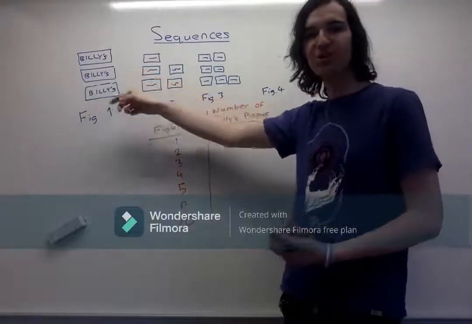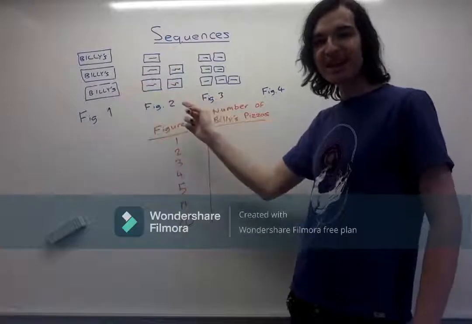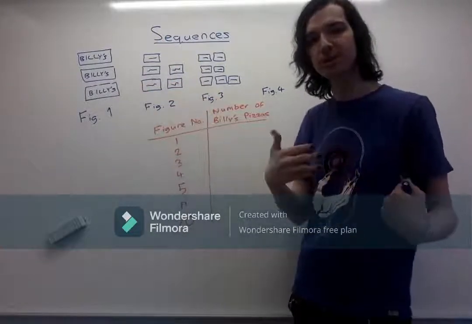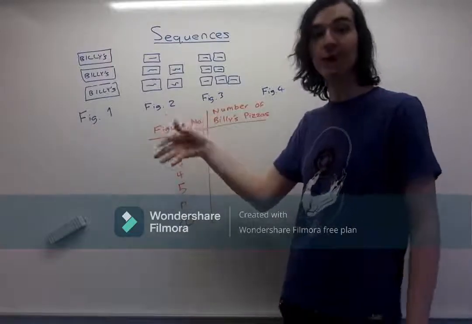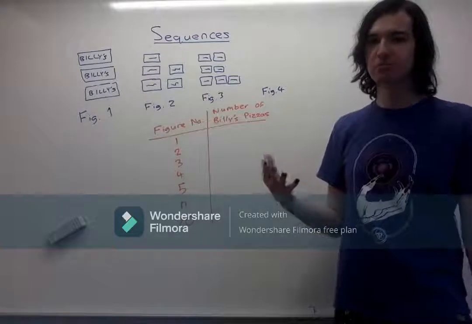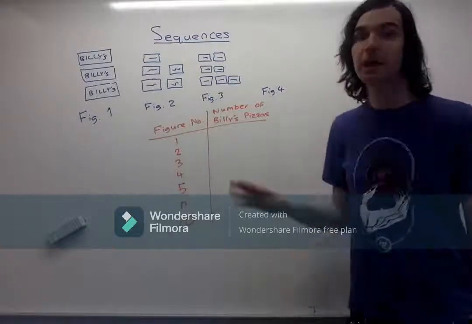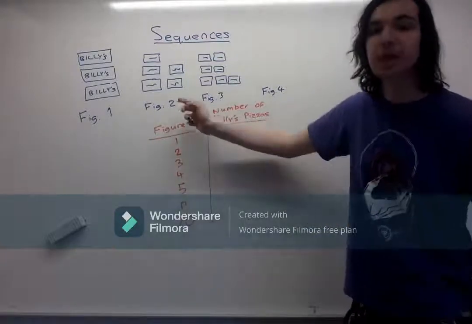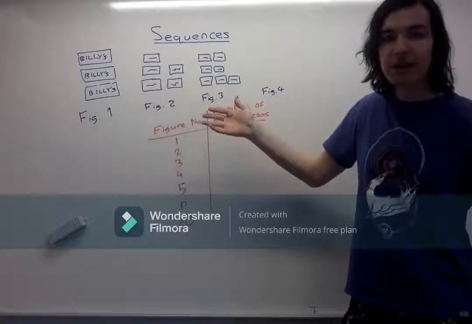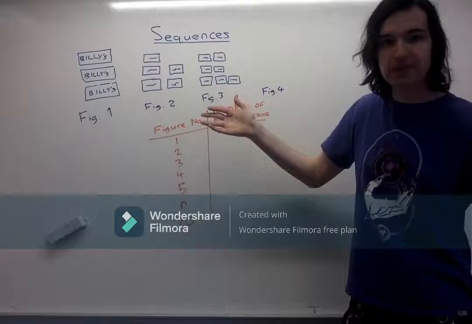We've got 1, 2, 3 Billy's Pizzas. Now the next figure in our sequence, this is basically like each part in our sequence here. So the second one will be figure 2. The 50th would be figure 50, which involves a lot of writing there. However, figure 2 has 5 Billy's Pizzas. And then figure 3 has 7 Billy's Pizzas.